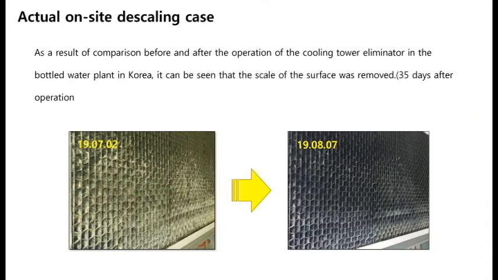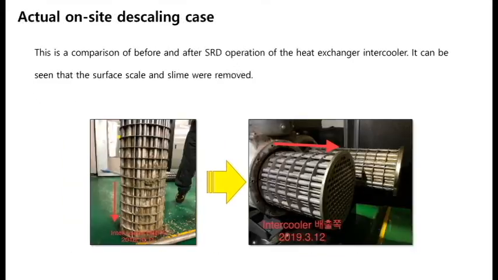As a result of comparison before and after the operation of the cooling tower eliminator in the bottled water plant in Korea, it can be seen that the scale of the surface was removed. The photo shows the same location change after 35 days of operation. This is a comparison of before and after SRD operation of the heat exchanger intercooler. It can be seen that the surface scale and slime were removed. You can see that many scales have been removed in about 5 months of operation.